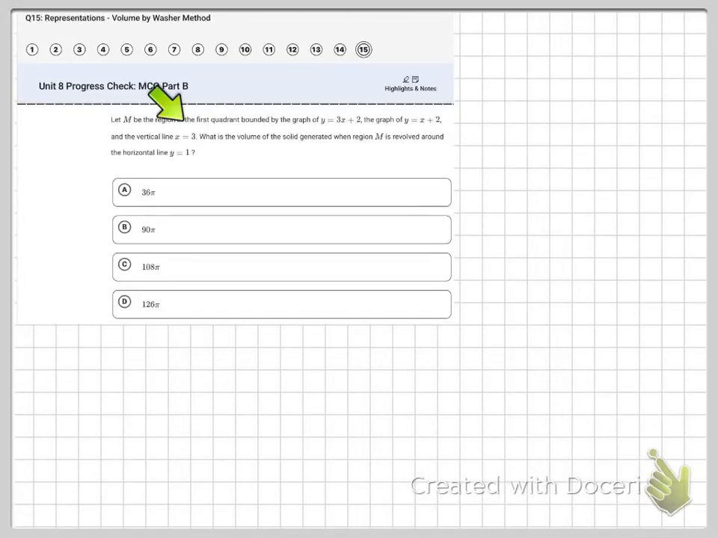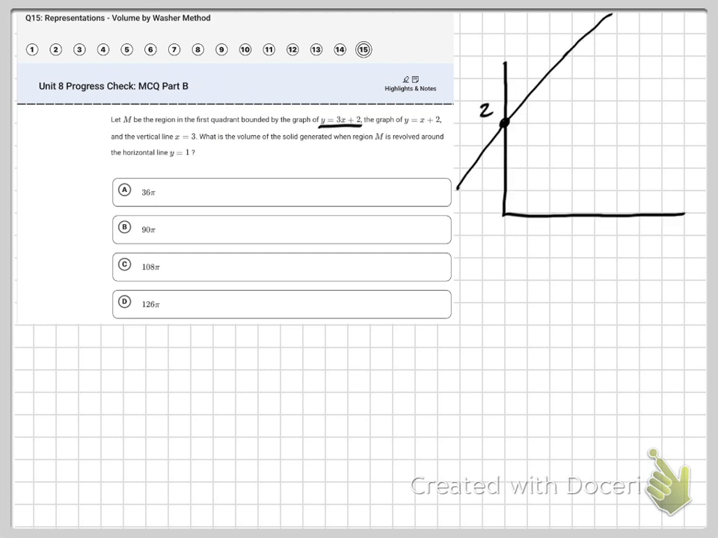Okay, we're going to let M be the region in the first quadrant. Okay, we got a first quadrant. Boom, boom. And we got this curve and this curve. Actually, those are both lines, but we can still call them curves. I drew my first one. It's just a rough sketch, you know.